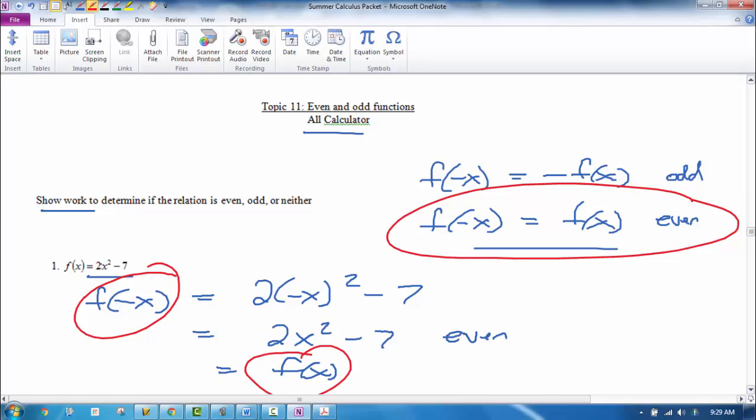And it is, because we know it's stretched and it's shifted down 7 units. So it looks like this, which is a horrible drawing, but you get the idea. It's still symmetric about the y-axis. It is even.